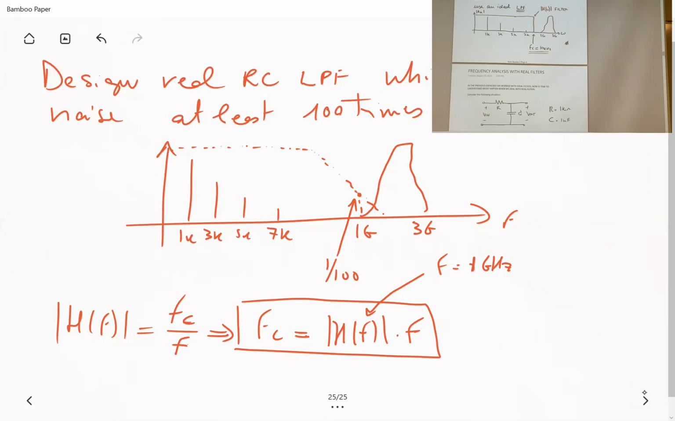And we want the attenuation there to be 100 times, which means that the frequency response should be 0.01. So we also know the value of H(f), and we know that f should be 1 gigahertz. We know all the data to find fc, which is 10 megahertz. So these kinds of problems are not mathematical problems. You just have to think, otherwise you don't get the answer. If you don't understand the problem, then you cannot get the answer when the problem becomes complicated.